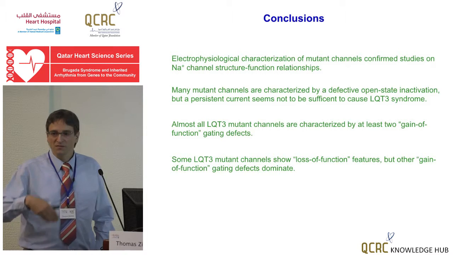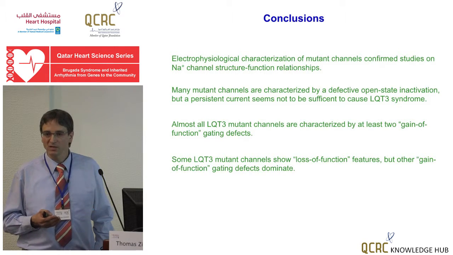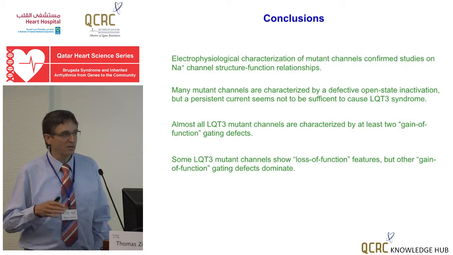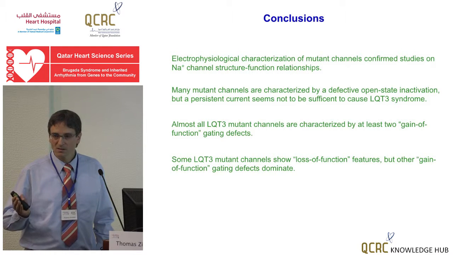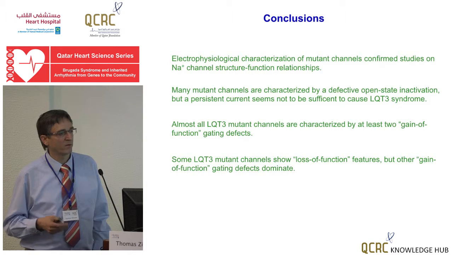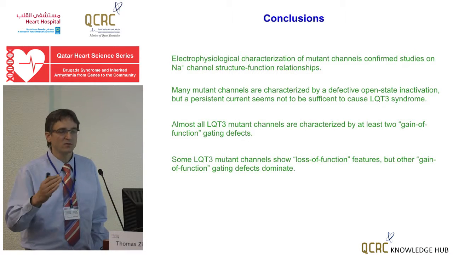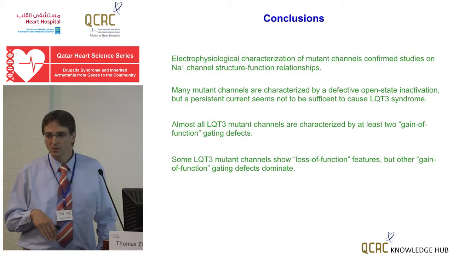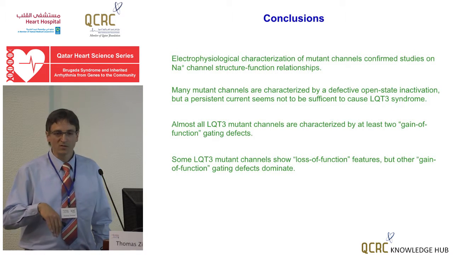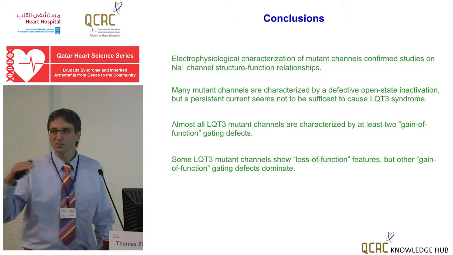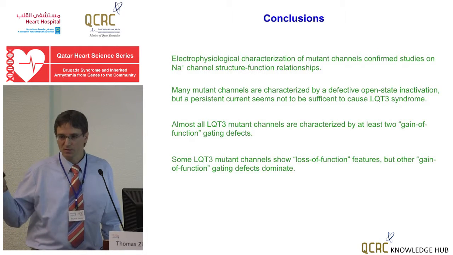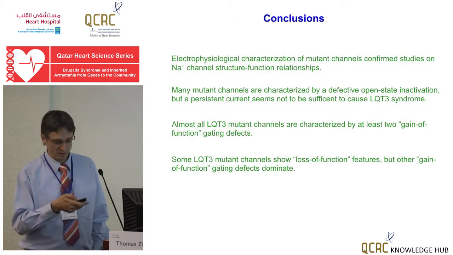So, for instance, a faster inactivation or such a thing, but in that case, other gain-of-function defects dominate. So that's why they have long QT3, although you sometimes find, for instance, a smaller current in the whole cell expression system. If you have a small transient current but a large persistent current, you may induce long QT3, and may have patients with long QT3.